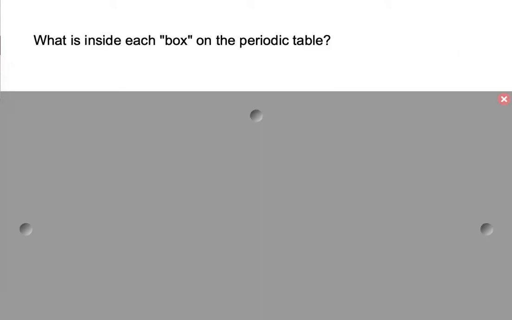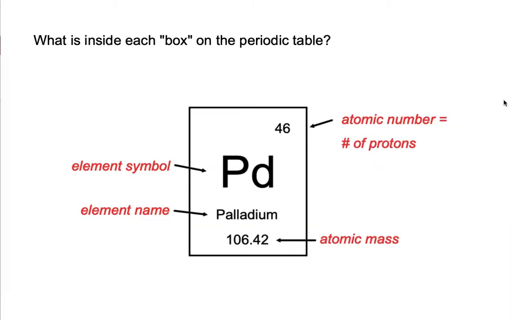Now, as you notice, each element comprises a box on the periodic table, and there are 118 of them. Let's ask ourselves, what information do we find inside each element box on the periodic table? Well, here's the box for one of my favorite elements, palladium. Palladium is a transition metal. It is very rare and very expensive, and it is used extensively in catalysis. What you see largest is the element symbol Pd above the name palladium. Pd for palladium kind of makes sense.